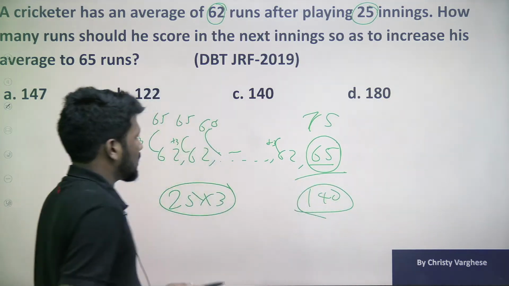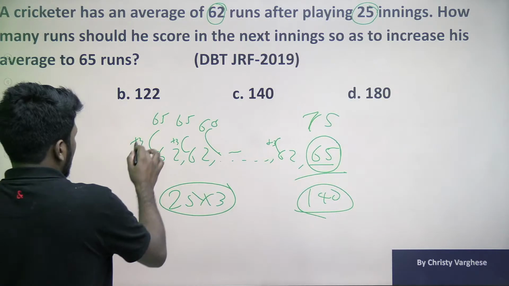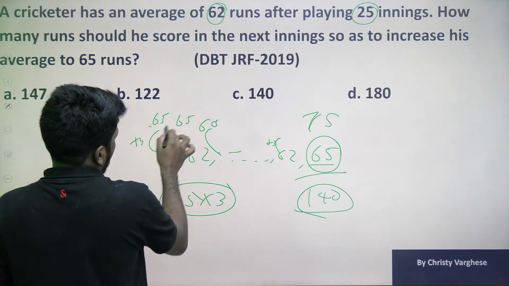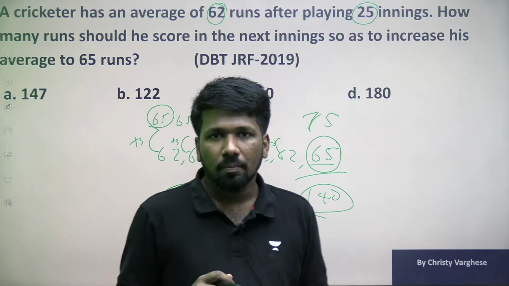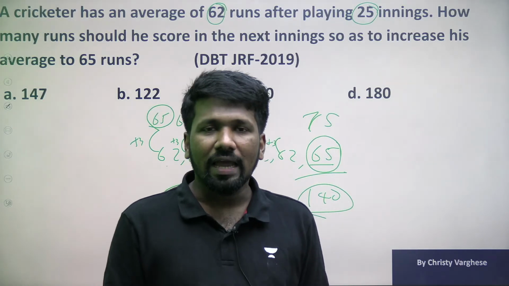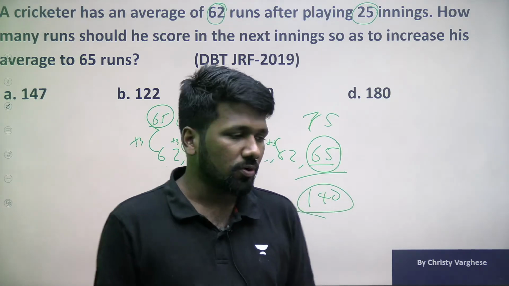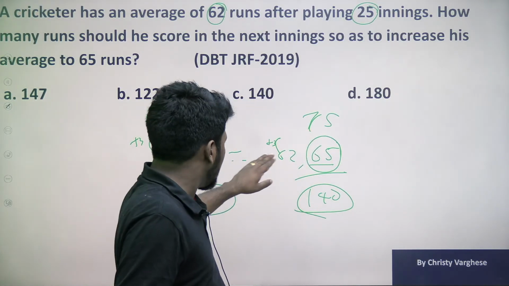This is a shortcut method. This is called the deviation idea. This is actually minus 3 away from the required average, all values. So minus 3 into 25, minus 75 deviation is there, and 65 also should be contributed. So it is called the compensation idea.